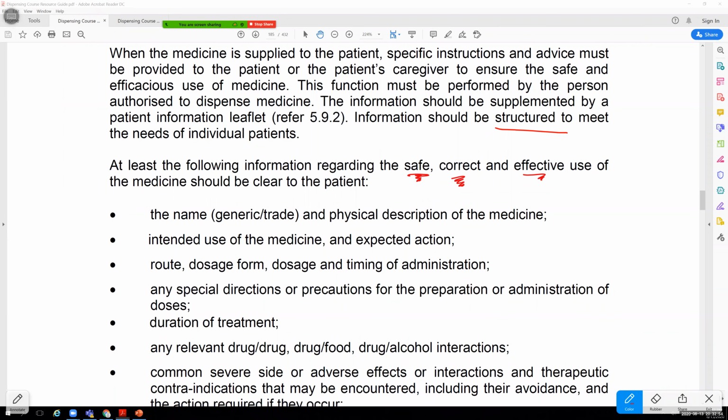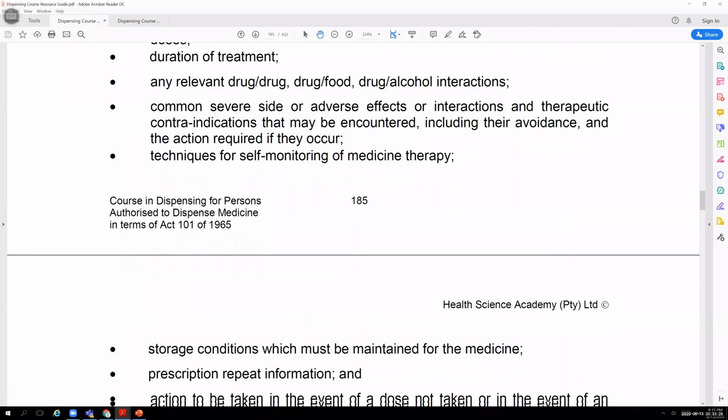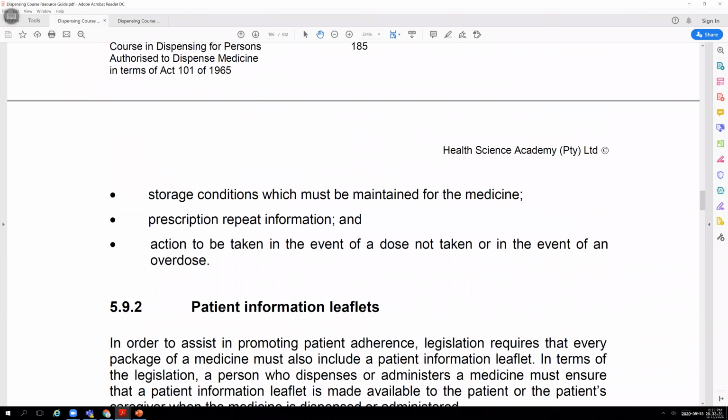So it must have the name and the physical description of the medicine, the intended use and action, the route, how to take it, and when to take it, and the precautions around the medicines. Drugs that say don't take this drug, with something like Flagyl. You will see next week we are going to do drug interactions, and patient education to avoid adverse events is quite crucial and important. And where to store it, and so on.